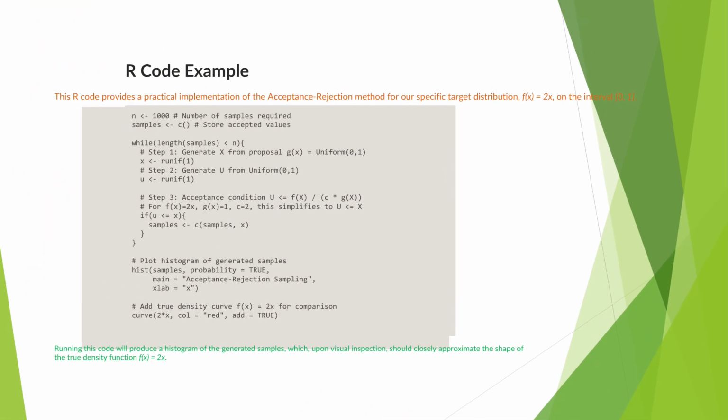Now, let us see how to implement this in R. This slide shows our code for implementing the acceptance-rejection method. We repeatedly generate values of x and u and apply the acceptance condition. We continue this process until we obtain the desired number of samples. Finally, we plot a histogram of the generated values and compare it with the true function, which is 2 times x. This confirms that our method works correctly. You can try this example yourself in R.